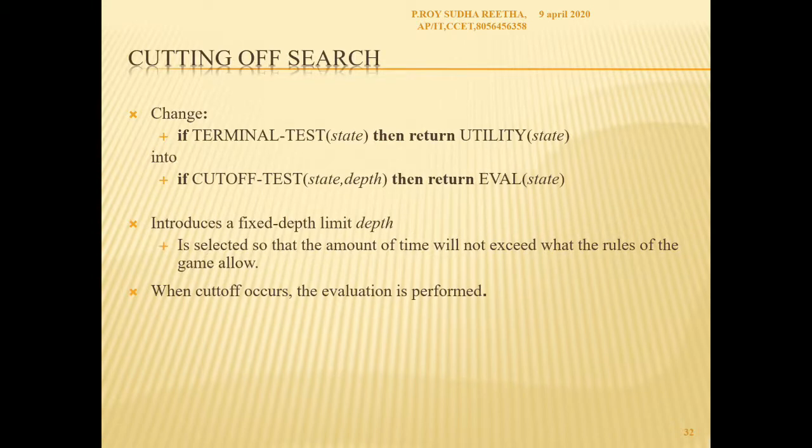And here in alpha beta pruning, the cutting off of search is used, where we are going to cut off searches, we are going to check the condition. If it is a terminal test state, then return the utility. If the cutoff state is in depth, then we are going to return the evaluated value of the state. These are the two changes we are going to make in the cutting off of search.